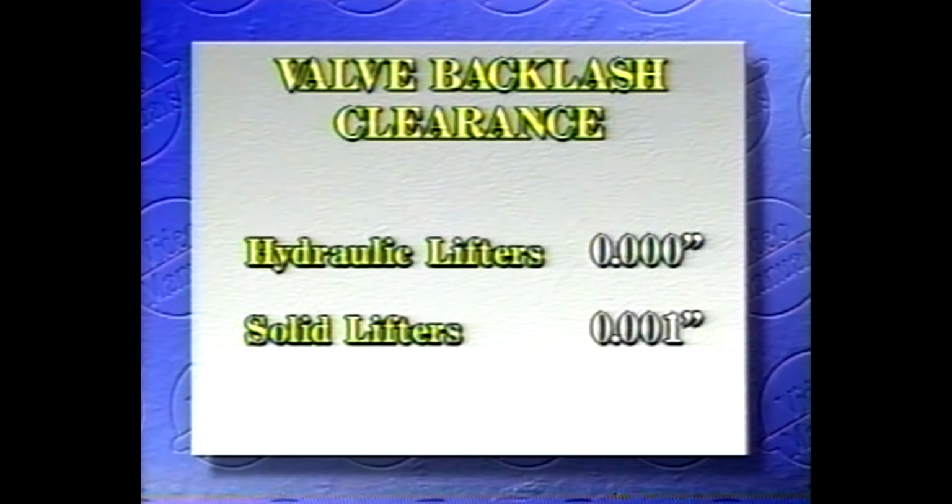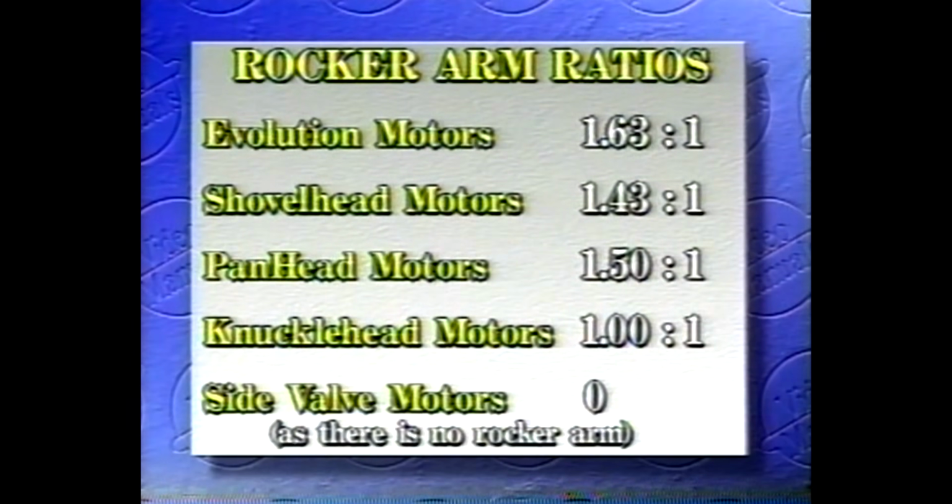Note that if we were using solid lifters, we would have to account for the effect of backlash clearance. The accepted value of 1,000th of an inch would be deducted from the cam lobe lift value before we multiply it by the rocker arm ratio.